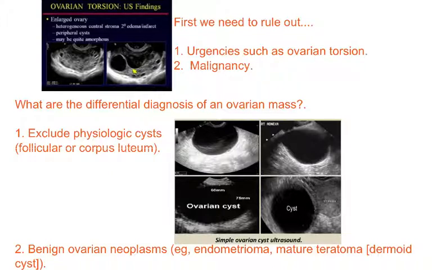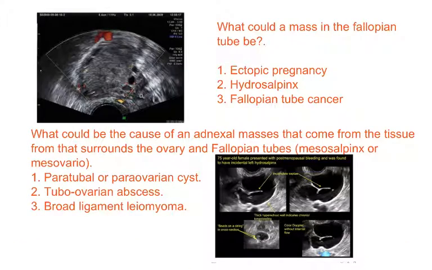Now, what are the differential diagnoses of an ovarian mass? We talk about physiologic cysts. Physiologic cysts are very common in reproductive age women because they usually come and go. You can see it, and then you can see that it disappears after the next menstrual period. We can also see benign ovarian neoplasms such as endometriomas or mature teratomas, also called dermoid cysts. When we're talking about the location, we talk about the ovaries.